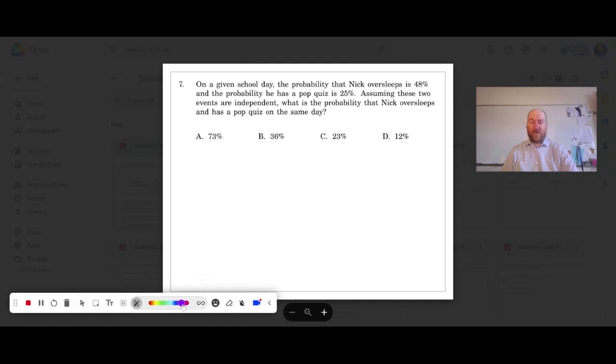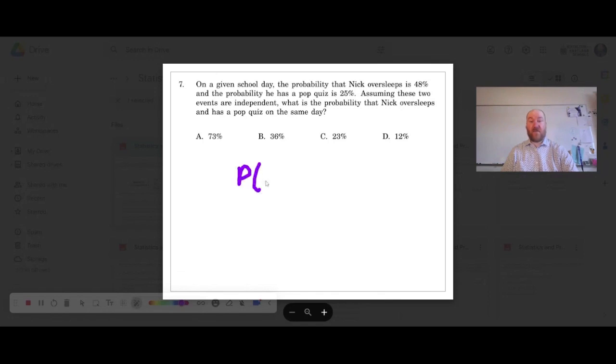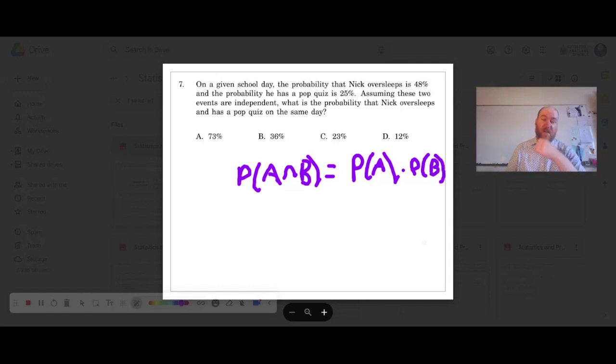So when two events are independent, all you have to do to find the probability of both of them happening, remember that upside down U means and, to find the probability of two things that are independent both happening, you just multiply the probabilities. This right here is a fact that we wrote down on the back of our packet. If I want to know the probability of both things happening, I just multiply the probability of each thing happening as long as they're independent.